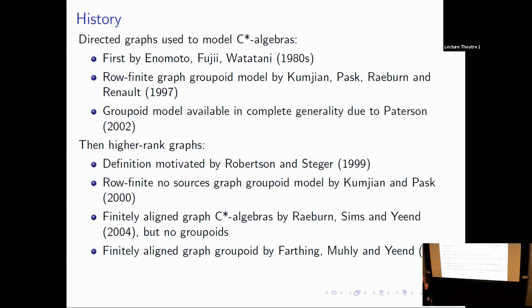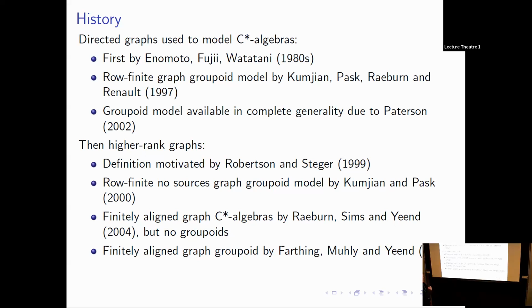And then came high rank graphs. So the definition, I think, was motivated by work Robertson and Steger were doing in 1999. And they were defined by Kumjian and Pask in the year 2000, and graph groupoids were given for them in the row finite no sources case. So the clock has started again. Let's see how quickly we can get to no finiteness conditions, but still a groupoid model.